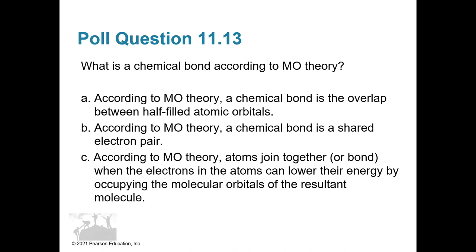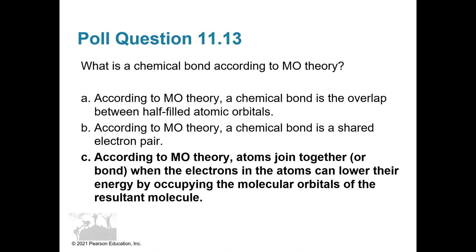At this point, you're introduced to three different bonding theories: Lewis, valence, and molecular orbital. Which one of these statements accurately describes a chemical bond based on the molecular orbital theory? So pause the video, read these statements very carefully, and when you're ready for the answer, click play. The answer is letter C.